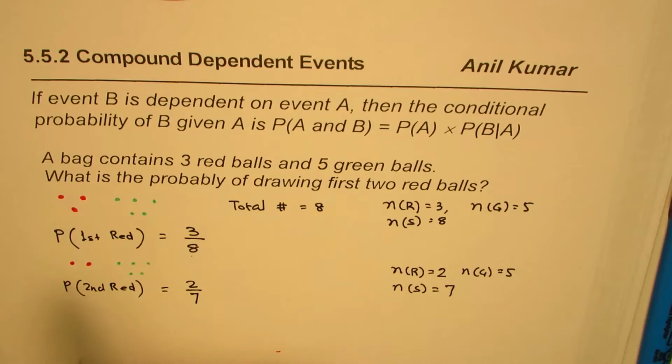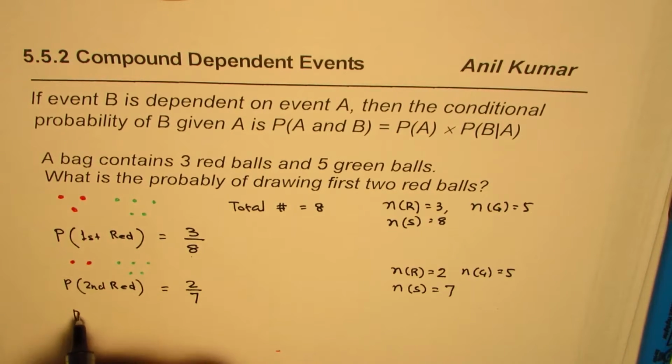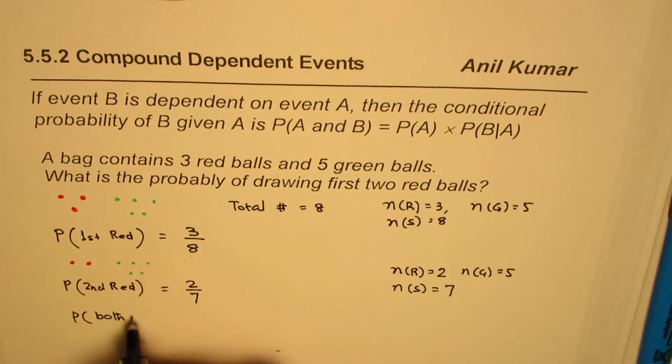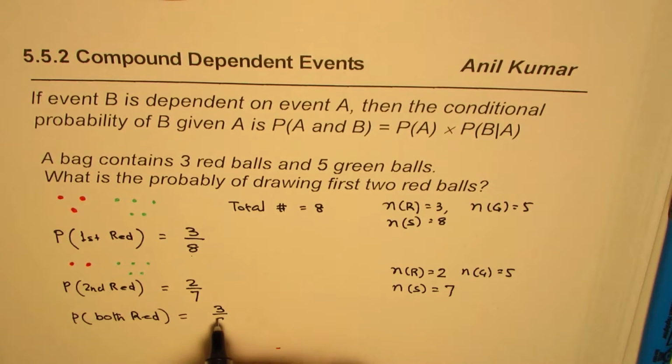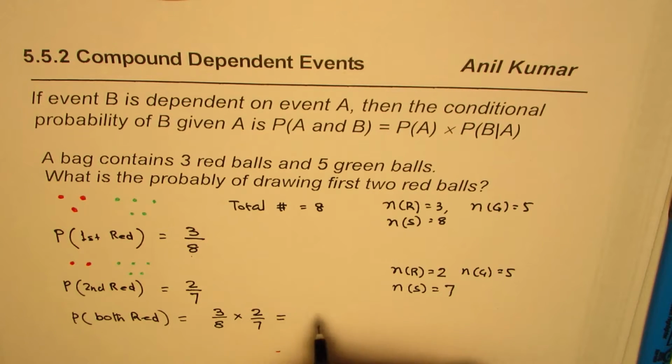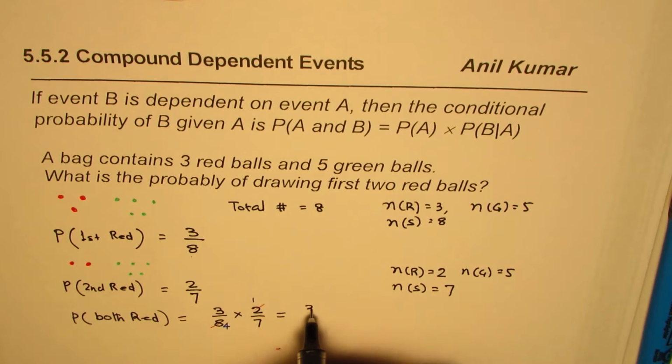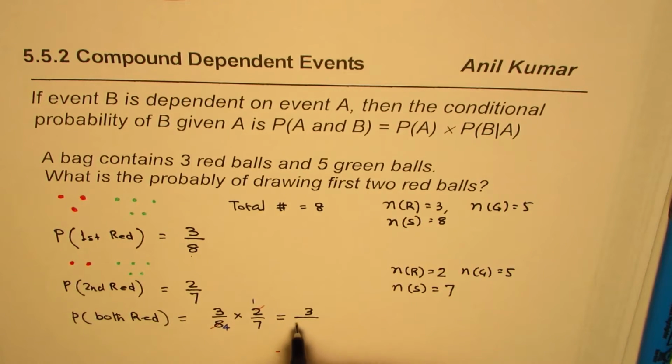Now, what is the probability to draw both red balls? So let's write down that. So probability of both red. From counting principles, that should be multiplied. So that should be 3 over 8 times 2 over 7, correct? So that gives you 3 times 2. We can simplify this a bit, right? So we could just simplify it. We could write here 1 and 4. So it could be 3 over 28. So that becomes the probability for drawing 2 red balls, right?